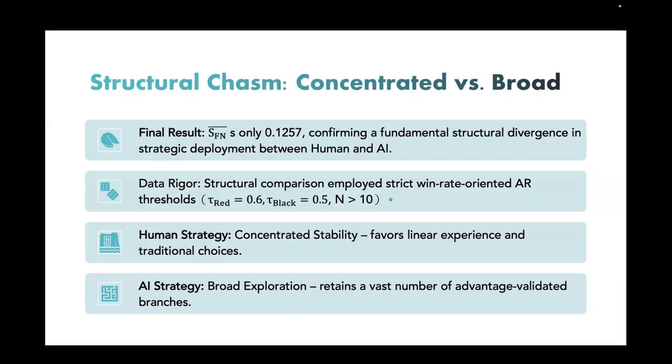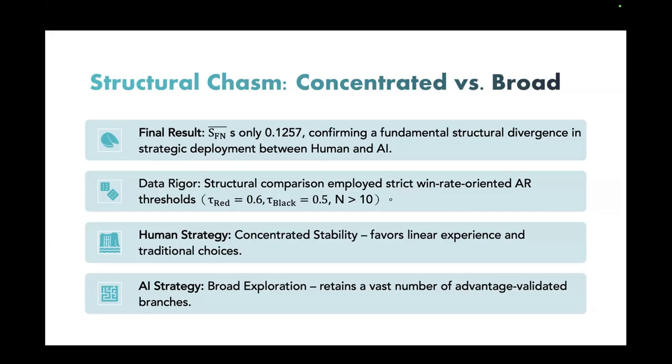To ensure the reliability of this finding, our data rigor was absolute. We employ strong win rates around the AR threshold, and the required minimum game counts n bigger than 10. This means we are comparing only high quality, battle-tested strategies.